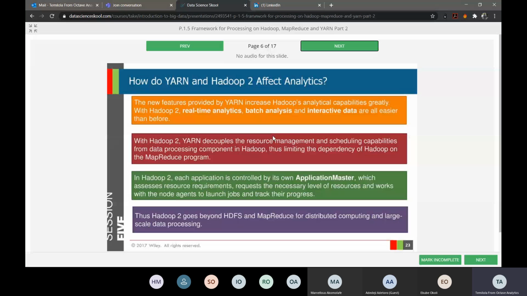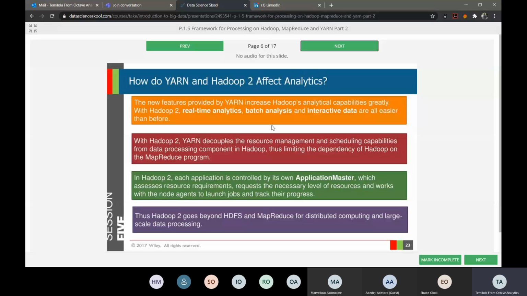So in Hadoop 2, one thing you need to know is each application is controlled by its own application master, and that application master is under your Yarn. If you notice, from the name, application master, resource manager, he's the one that controls everything. So what does the application master do?